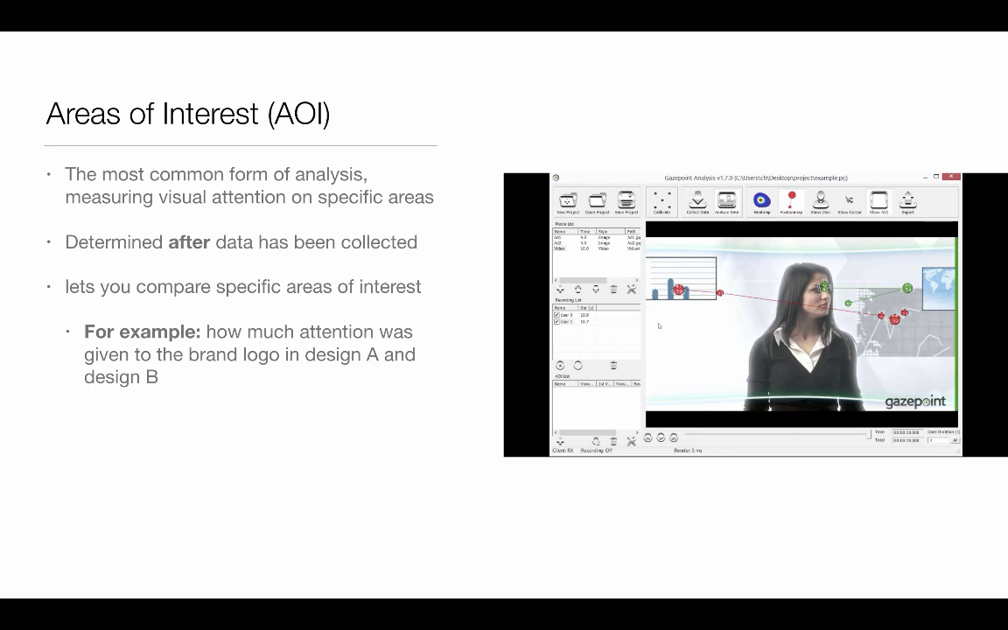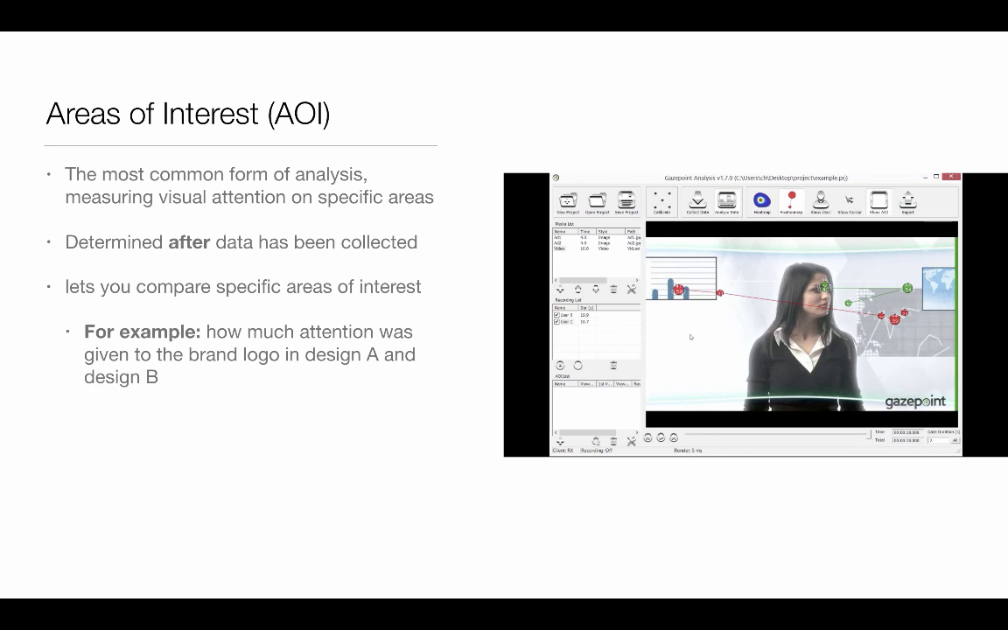The most common form of visual analysis is always measuring attention for specific areas. This is an area of interest. You determine it after data's been collected. So you go, hey, I want to know about the navigation, I want to know about the screen, I want to know about all these wonderful things. So you might go, well, how much attention was given to the brand logo in design A and design B?